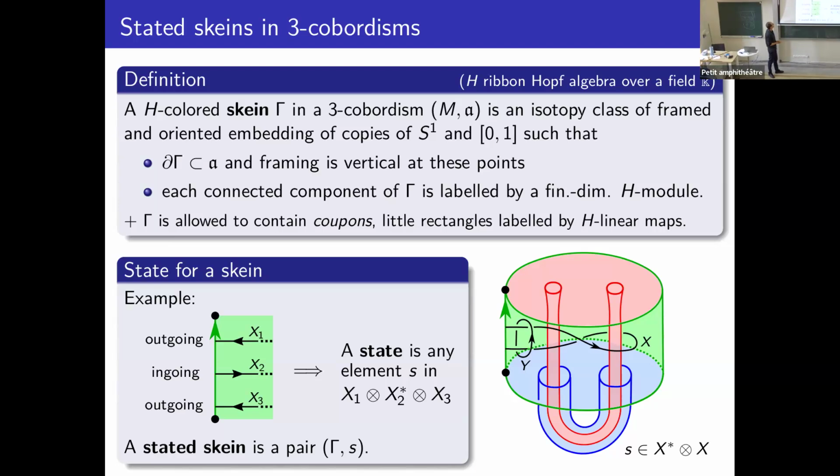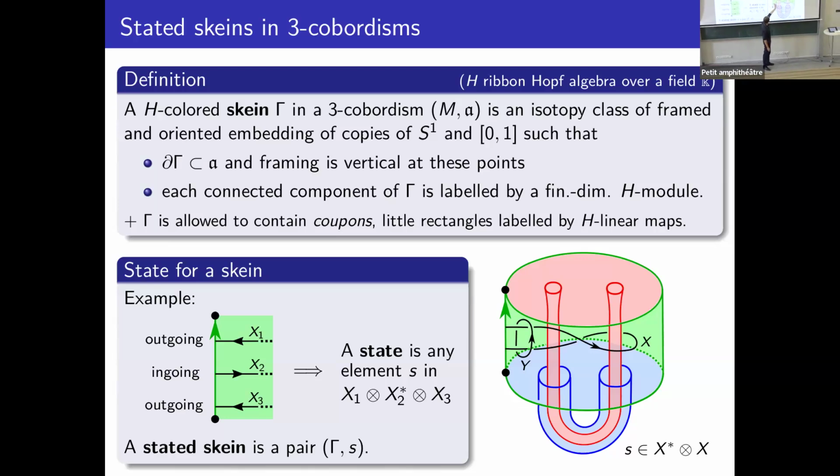Because H is a Hopf algebra, I forgot to say H is a ribbon Hopf algebra. So because H is a Hopf algebra, this is again an H-module because you can use coproduct and antipode to act on such spaces. And a stated skein then is just a pair of a skein and a state. Okay, so in this example, you see what you have here is something which is ingoing.